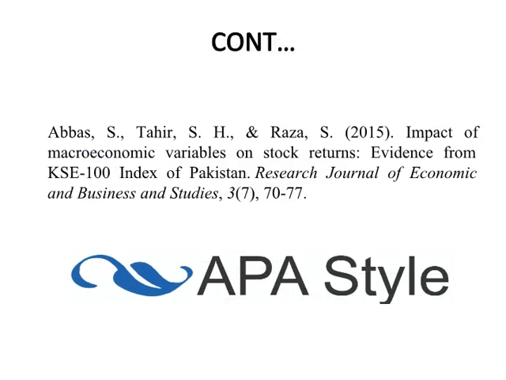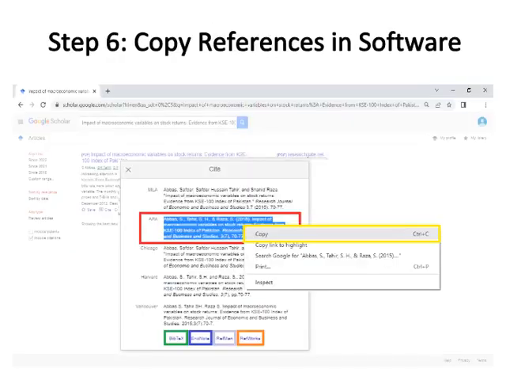In step 6, you can also copy this reference in many software formats such as BibTeX, EndNote, RefMan and RefWorks. The BibTeX is bordered with green color, the EndNote is bordered with blue color, RefMan is bordered with purple and RefWorks is bordered with orange color.